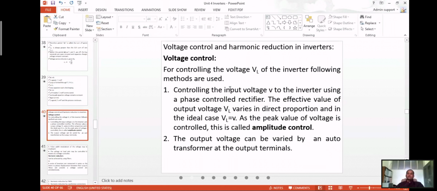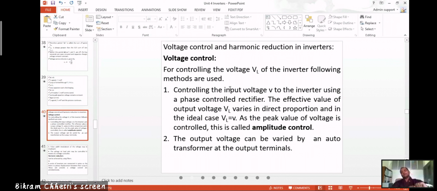So, the voltage control. Now why do you need to control the voltage? There are three different types of voltage control: external control of DC voltage, external control of AC voltage, and the other one is internal control.